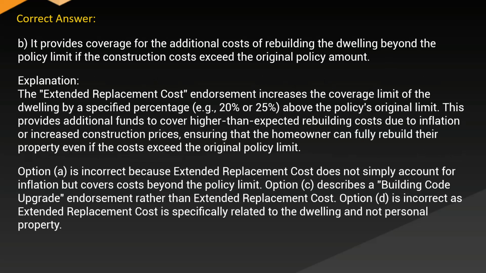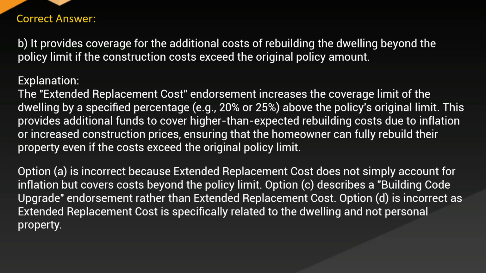Correct answer. B. It provides coverage for the additional costs of rebuilding the dwelling beyond the policy limit if the construction costs exceed the original policy amount. Explanation. The extended replacement cost endorsement increases the coverage limit of the dwelling by a specified percentage, e.g., 20% or 25% above the policy's original limit.